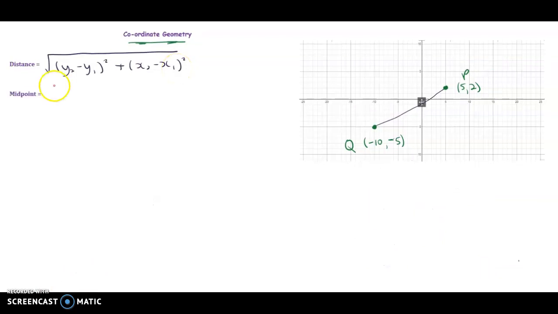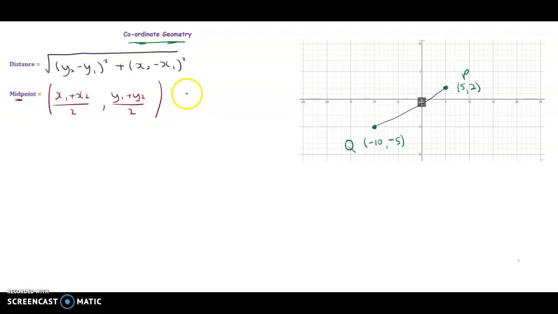Another very useful formula is the one for the midpoint. It goes like this: brackets on either end with a comma in the middle, (x1 plus x2) all on 2, (y1 plus y2) all on 2. The reason we have brackets here is because a midpoint is a coordinate.